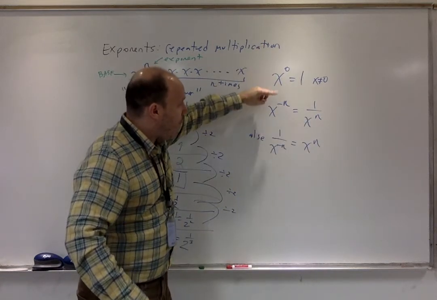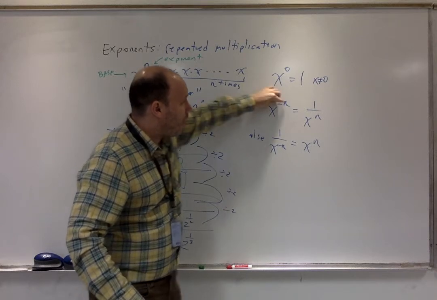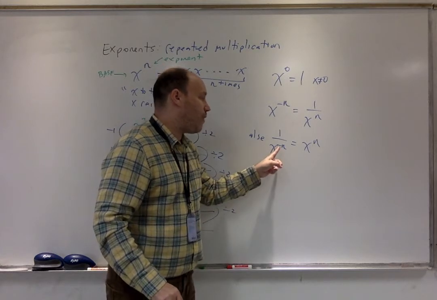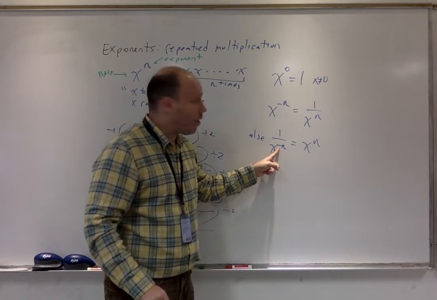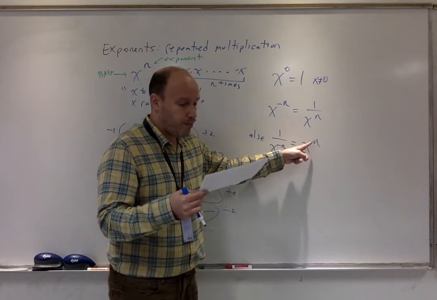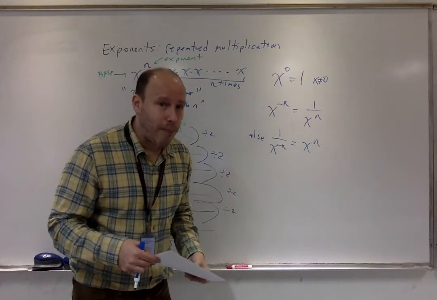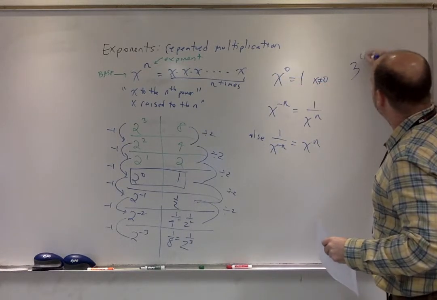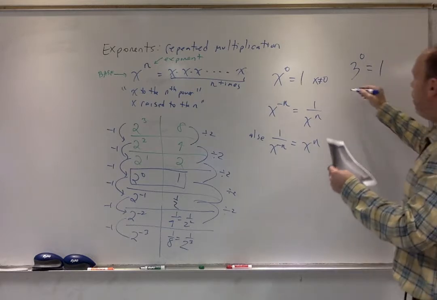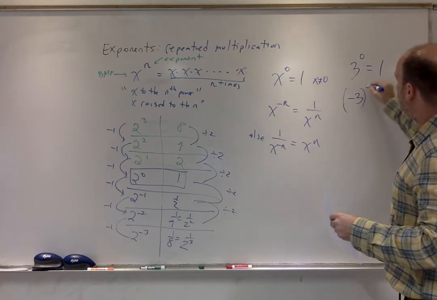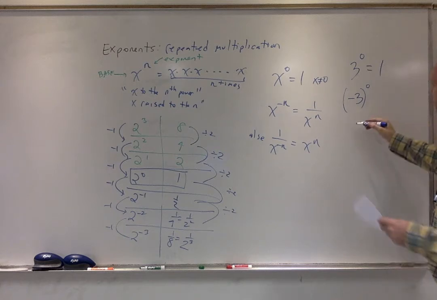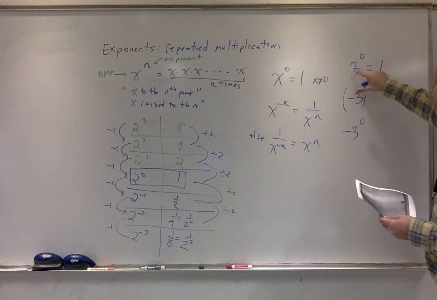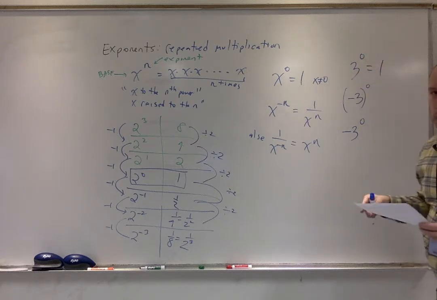Reviewing, if an exponent is negative in the numerator, it's positive in the denominator. And if the exponent is negative in the denominator, it's positive in the numerator. Let's go over some examples. Just really quick examples. We have 3 to the 0 equals 1. Open parentheses, negative 3, close parentheses to the 0. And we have negative 3 to the 0. Now, the first one, 3 to the 0, that's 1.